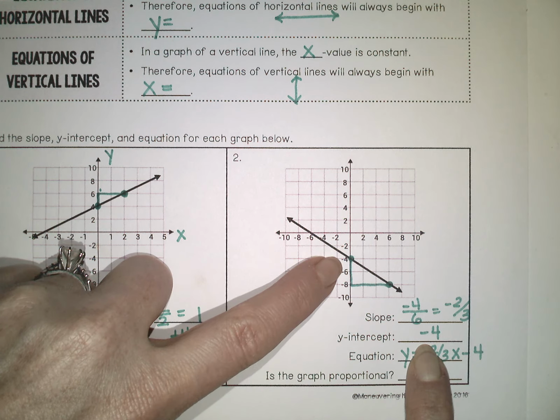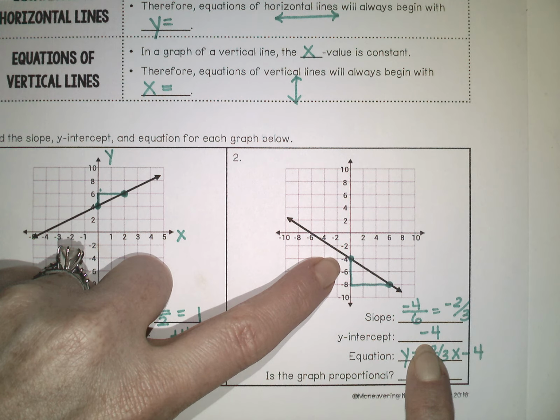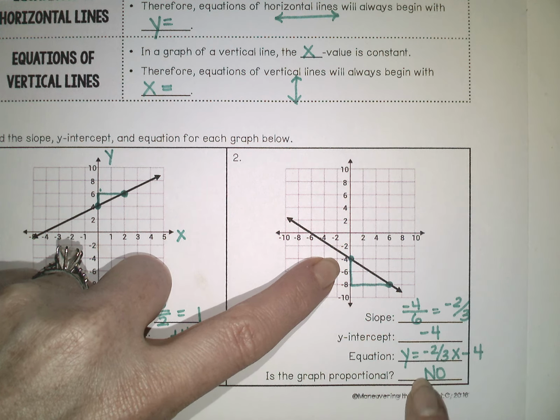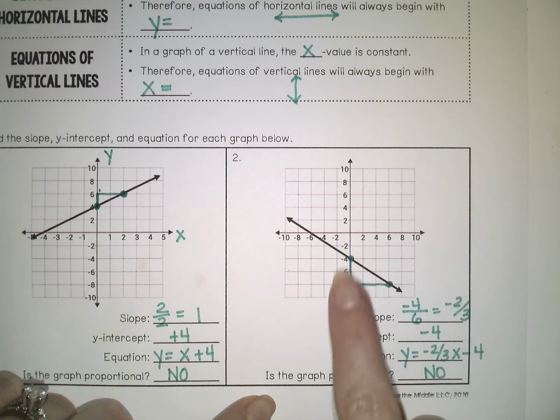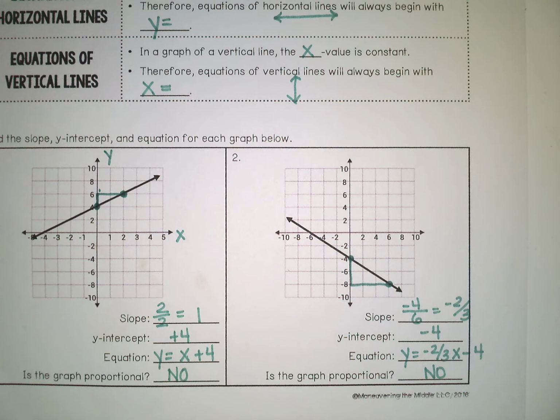My y-intercept, where my line crosses the y-axis, is at -4. So my equation is y = -2/3 x - 4. Is this graph proportional? No, because it does not pass through the origin.